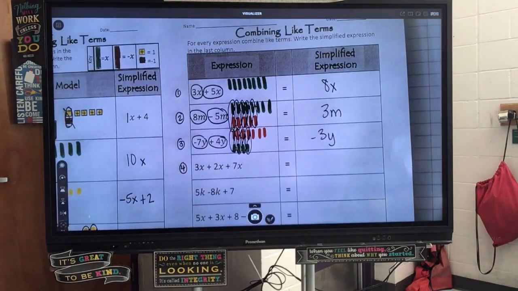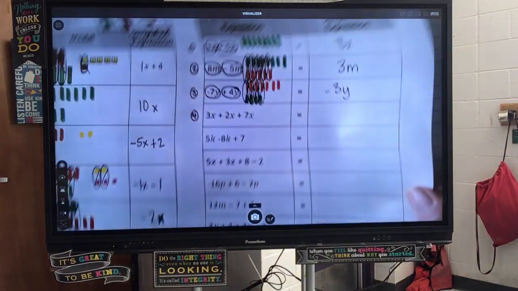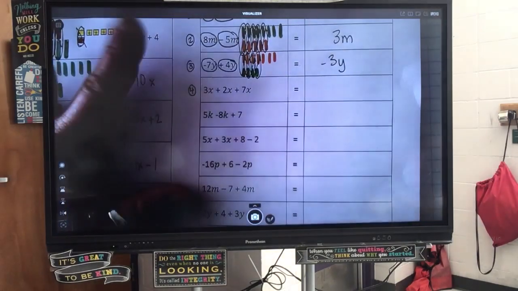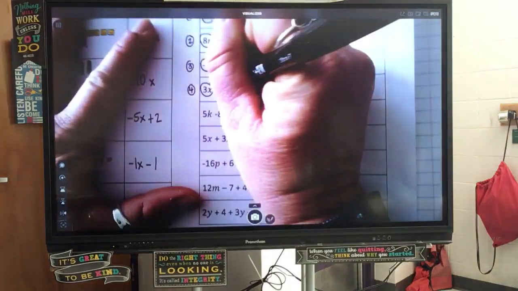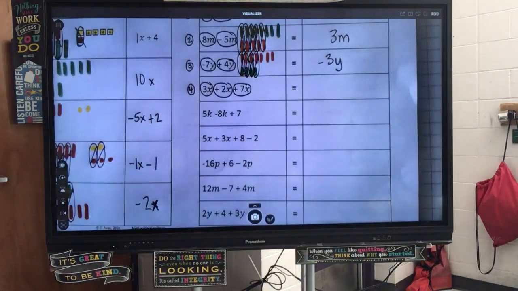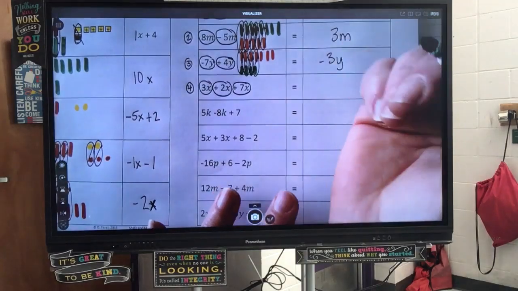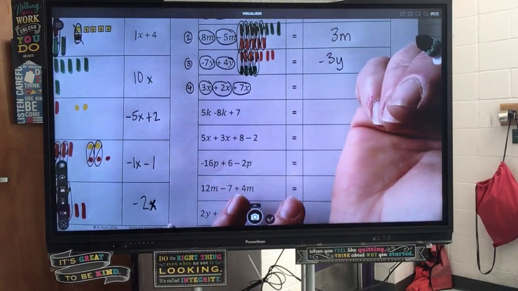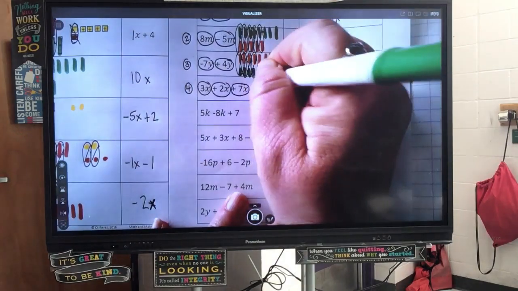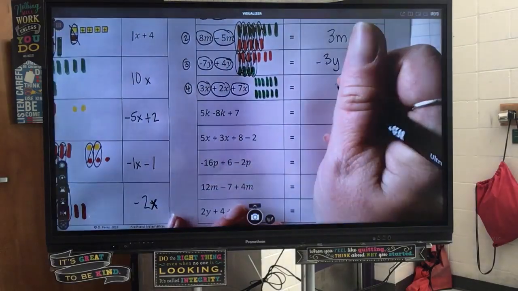Okay? Alright, so the next one was 3x plus 2x plus 7x. Can we combine any of those? Alright, gentlemen? Okay, so we can actually combine all of them. Gemma, are there any negatives? No. Nope, so then I'm just going to draw how many positive, 12. Okay? Alright, which gives me what as my answer, Gemma? 12x.